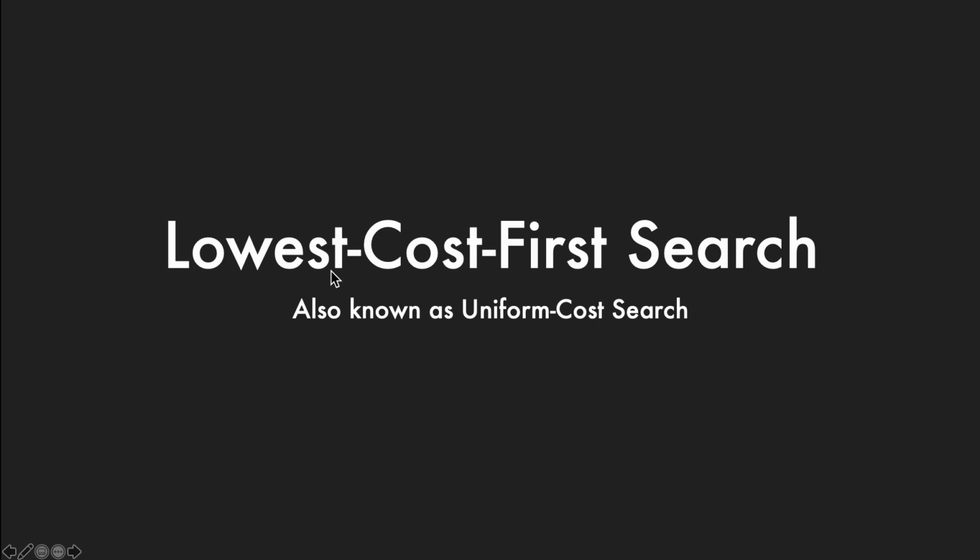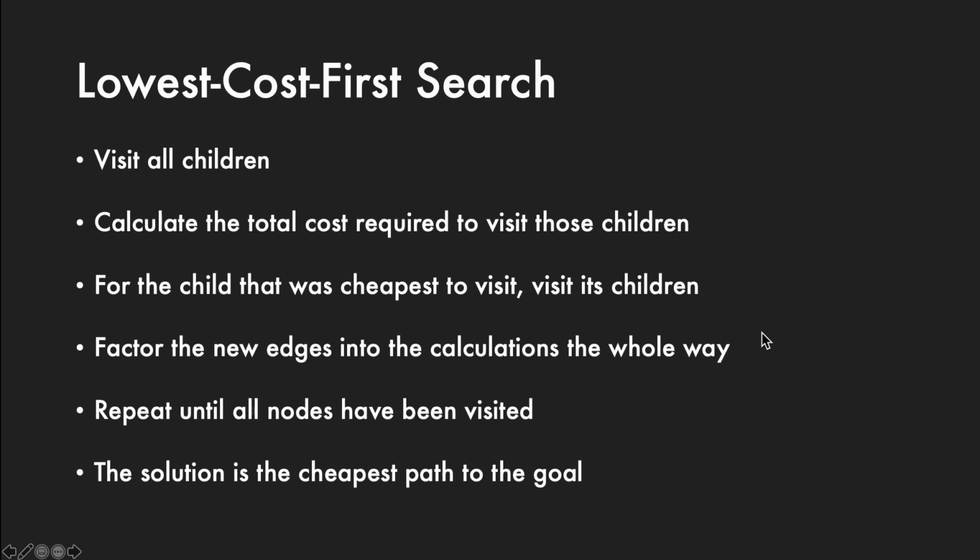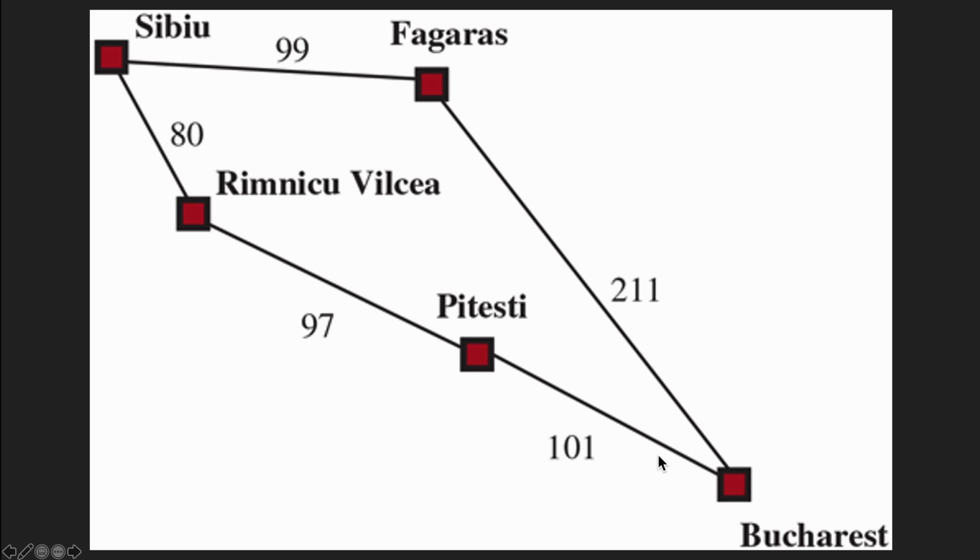Okay, lowest cost first search, also known as uniform cost search. So visit all children, and calculate the total cost required to visit those children. For the child that was cheapest to visit, visit its children. Factor the new edges into the calculations as you go along. Repeat until all nodes have been visited. The solution is the cheapest path.